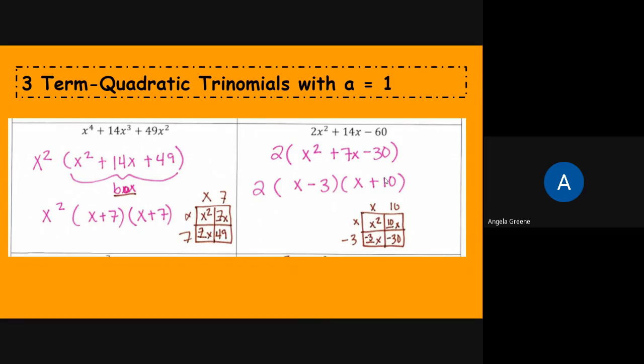Now in the next one, once we factor out the 2, we're looking for factors of negative 30 that add to 7. And so my factors of negative 30 that add to 7 is 10 and negative 3. And when I combine them, we get 7x. So 2 is a factor, x minus 3 is a factor, and x plus 10 is a factor.